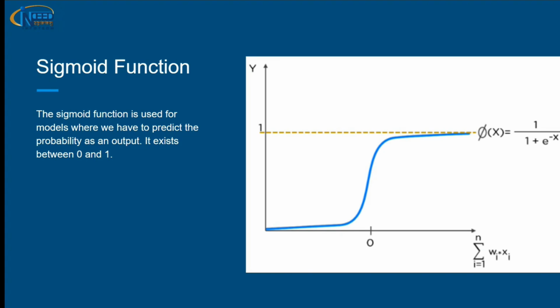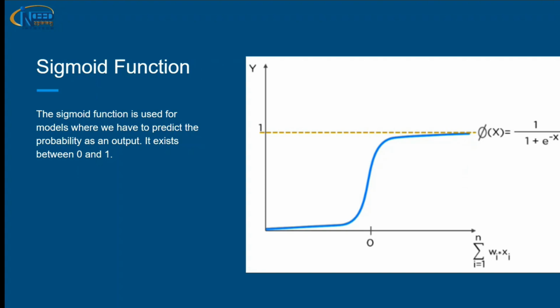Now let us move ahead and try to understand more about the activation function. This is one of the simplest activation functions you can see here. We call it the sigmoid function. The sigmoid function is 1 upon 1 plus e raised to minus x. This is the sigmoid function. You can see that it ranges from 0 to 1.